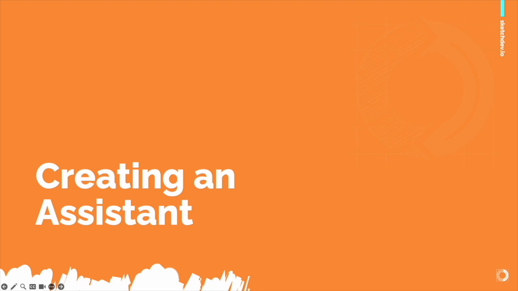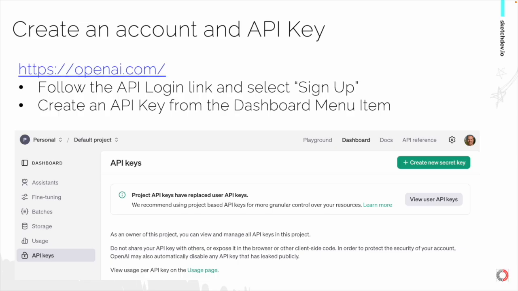Okay, now that we've walked through all the features and concepts behind the Assistants API, I'm now going to walk you through step by step how to create an assistant. The first thing we need to do to create our assistant is to go to openai.com, create an account if we don't have one, sign in, and then create an API key.